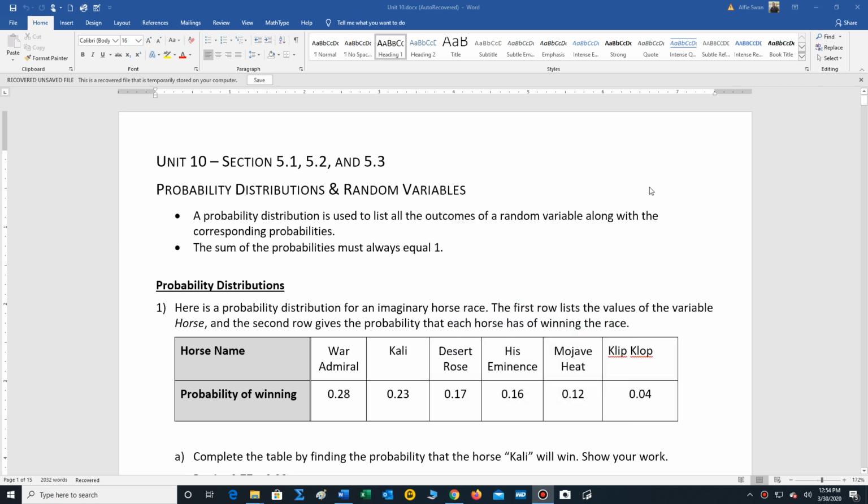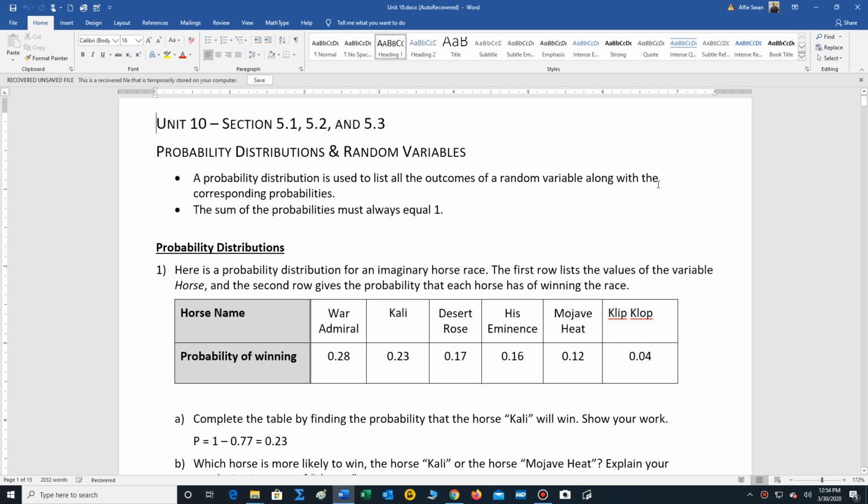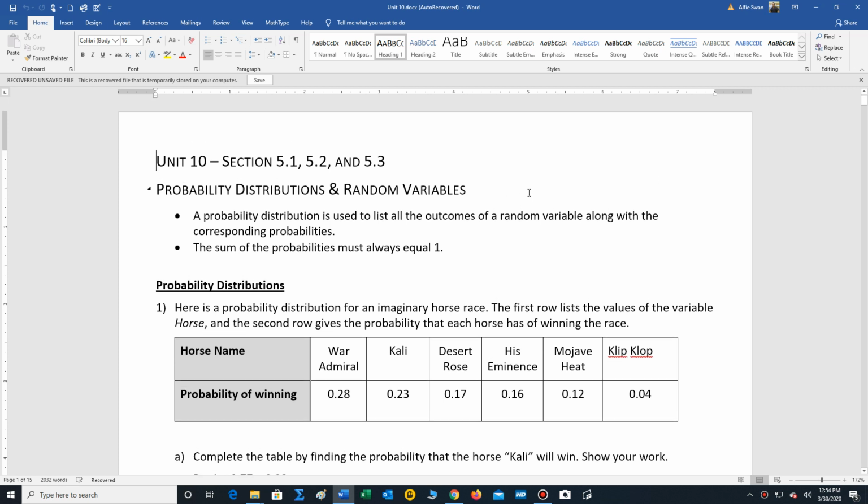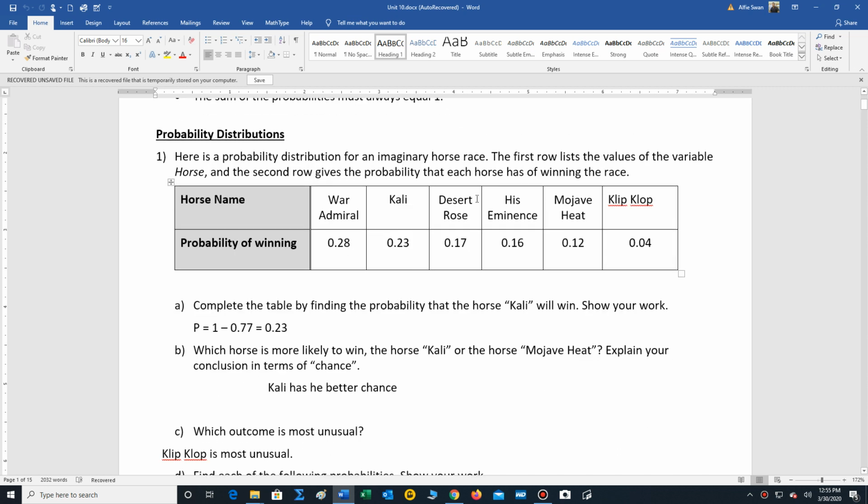Hello. So we are now entering section 5.1 and we're looking at what are called probability distributions and random variables. A probability distribution just lists all the outcomes of a variable along with corresponding probabilities. And then we can answer questions involving this discrete probability distribution.